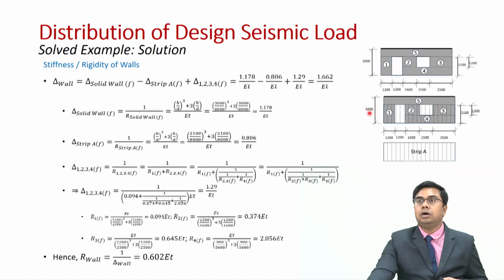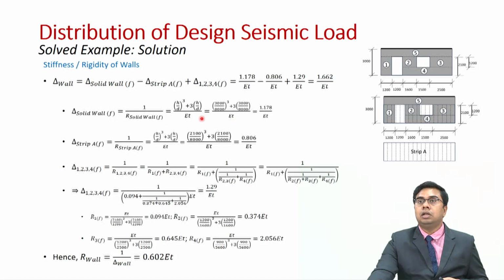So that's how we have written this expression, because delta of the wall we have divided into various components. One is the solid wall, from which we have removed the strip A, and then we have added this system of delta 1, 2, 3, 4. This system we are taking as 1. So delta 1, 2, 3, 4 actually considers the openings as well. Here we have tried to find the expressions for various terms, like delta of solid wall, which shall be found as 1 over the rigidity of solid wall. In the fixed case we already have the expression, so we have substituted those values.